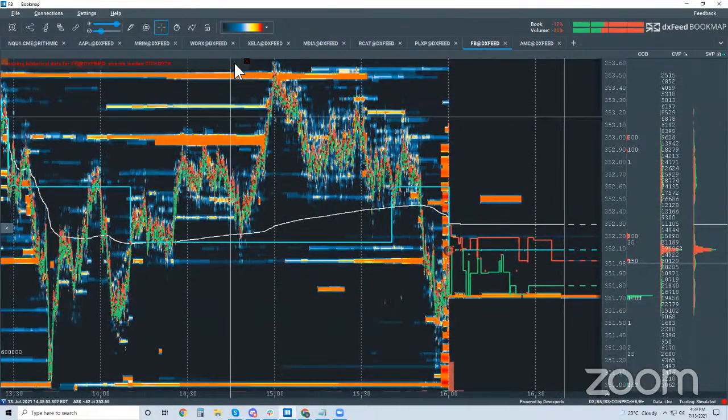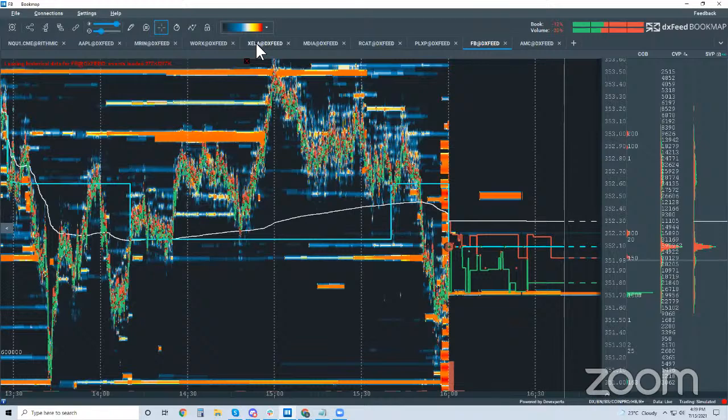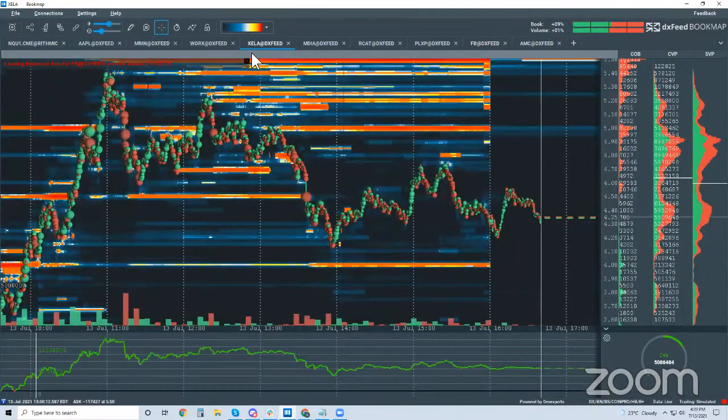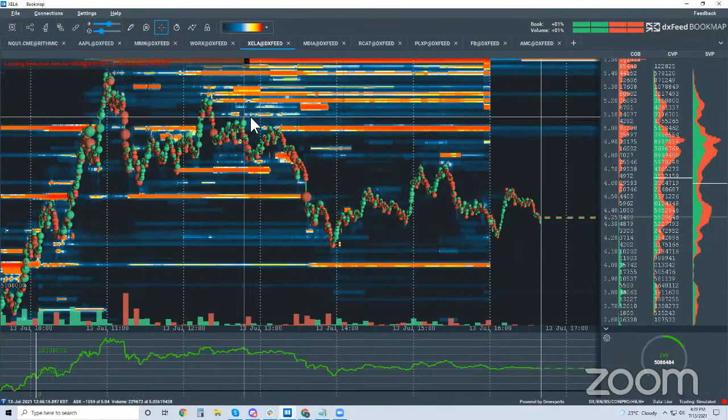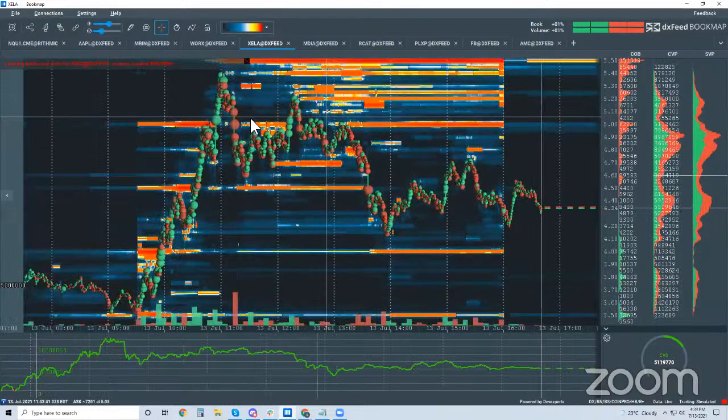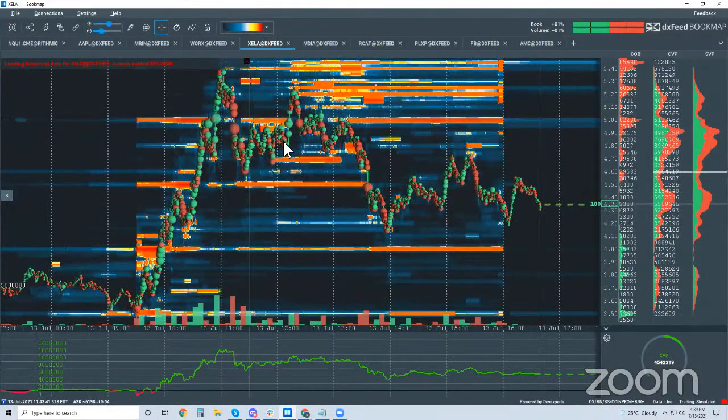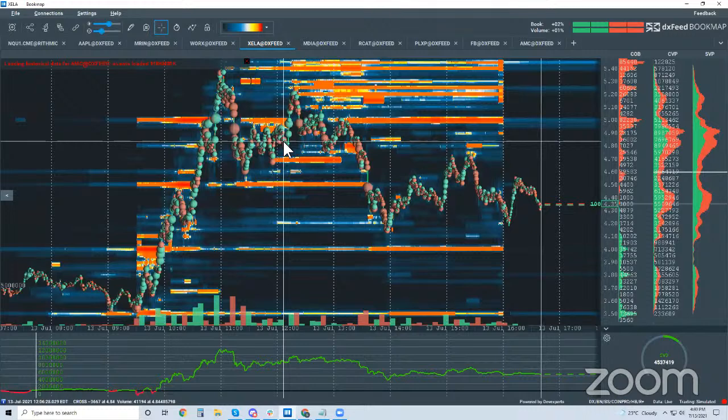Okay, still downloading data here. We'll jump over here and take a look at XELA and good action here today. Again, just pretty classic order flow. I mean, you'll see this stuff repeat again and again and again.